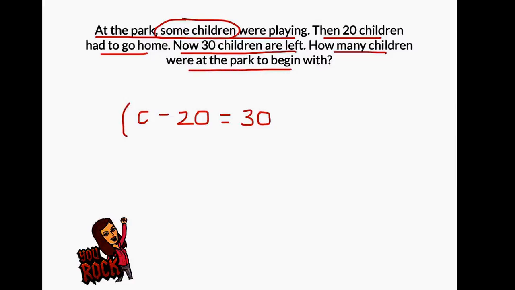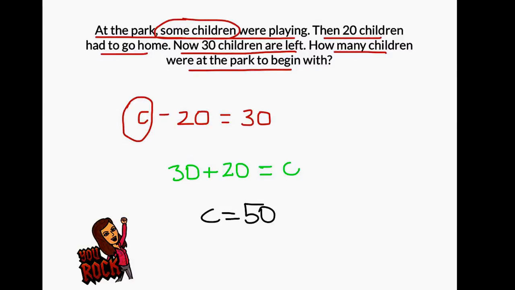So I'm solving for this mystery number of how many kids were there at the park in the first place. In order to solve this, I can think to myself, well, what minus 20 would give me 30? Or I could do the opposite operation and do 30 kids that were there at the park plus those 20 kids before they went home to equal this mystery number of how many kids are at the park to begin with. Well, I know 30 plus 20 equals 50.